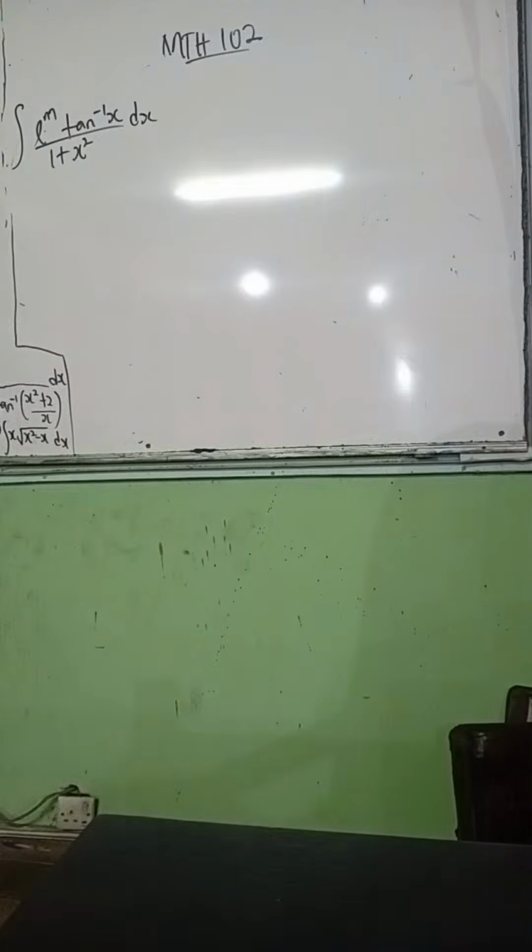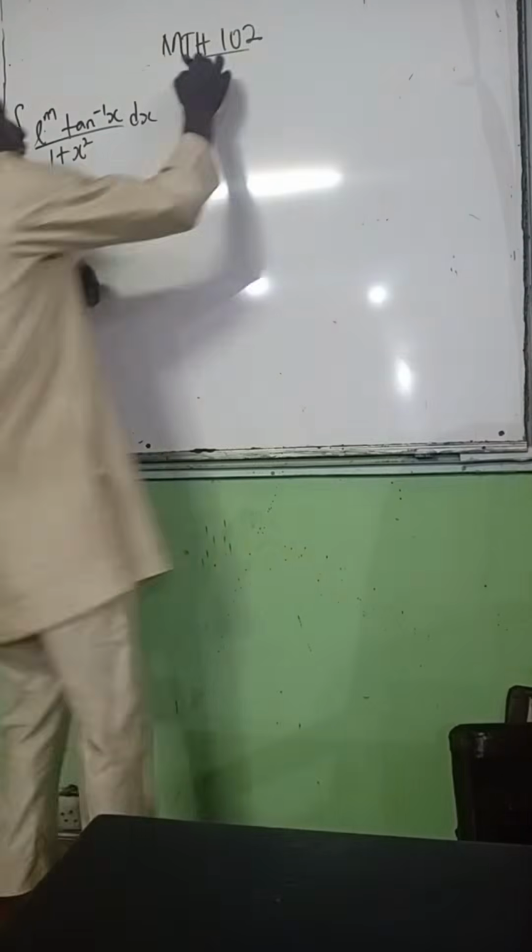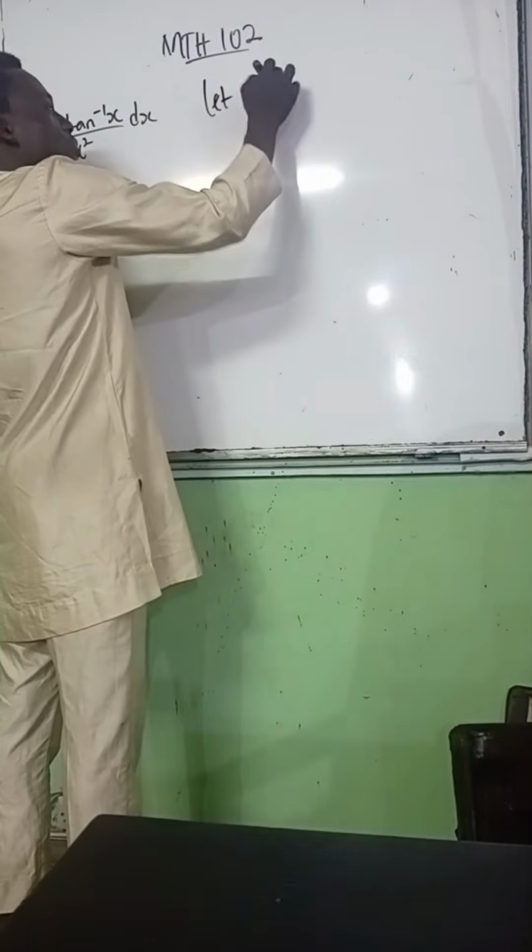What should we let u equal here? What do you think should be u? Somebody said 1 over 1 plus x squared. Somebody said tan inverse of x. Tan inverse of x. So let u be what?